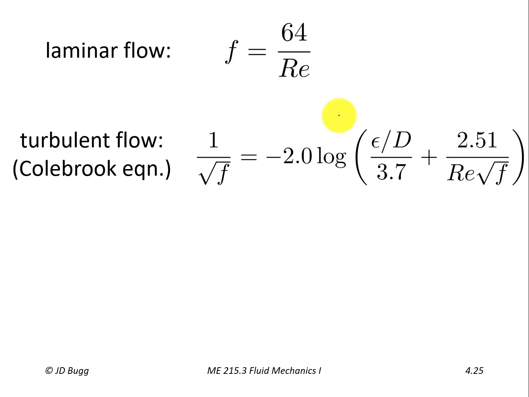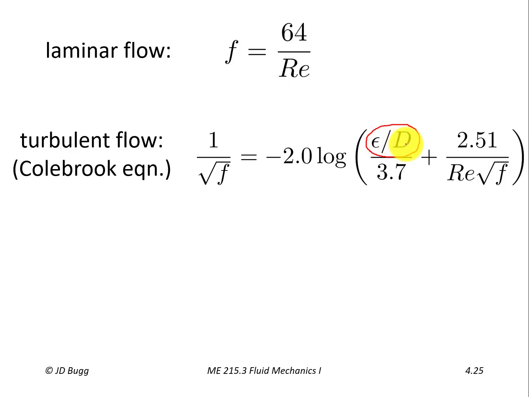The first of those is called the Colebrook equation, and this is the most accurate of the two options that I'm going to present here. As you can see, the Colebrook equation is quite a bit more complicated than the equation we need to use for laminar flow. For laminar flow, the friction factor is only a function of Reynolds number. But for turbulent flow, the friction factor is a function of two things: Reynolds number and the roughness of the pipe. So this term here, epsilon over d, is called the relative roughness.